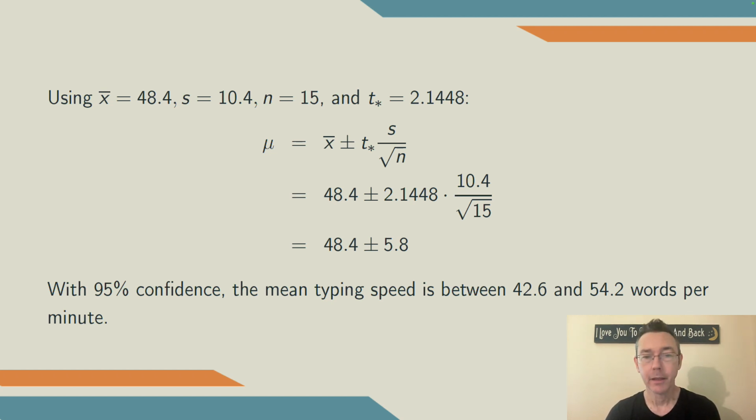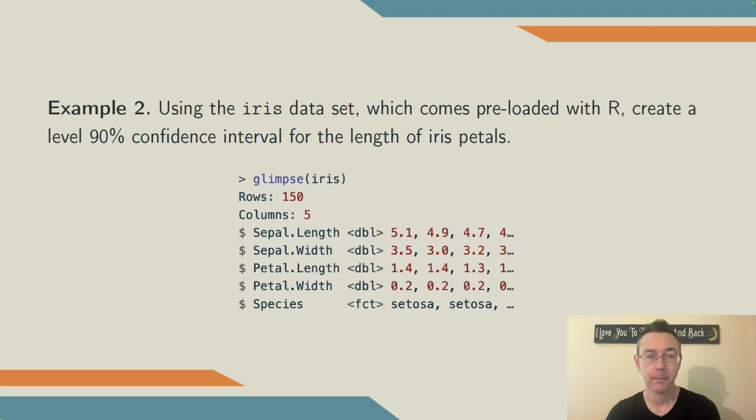And by that I mean that if I were to do this procedure repeatedly, going out and getting samples of size 15 over and over and over again, creating a new confidence interval each time, about 95% of the time, that interval will include the person's true average typing speed.